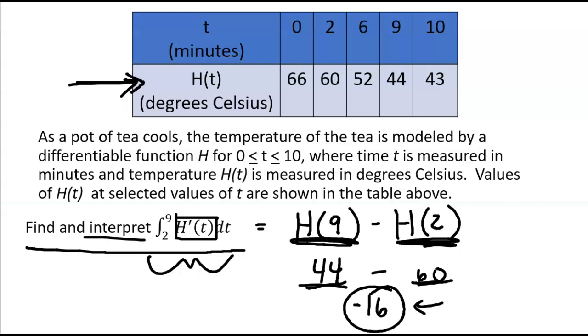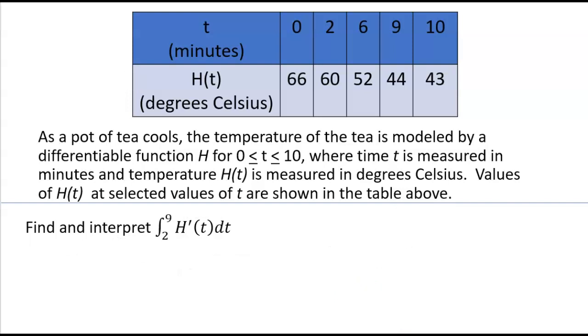So what are my input units? Well, those are time values. What is my output unit? That's a temperature. Why is it negative? Because it decreased. So how would we interpret this? Here's how you would say it.